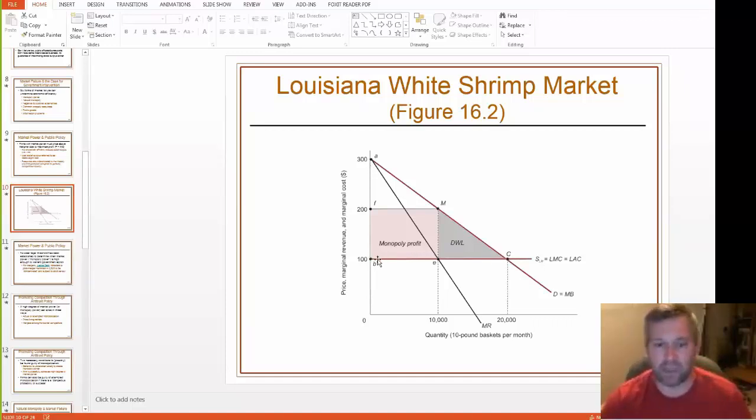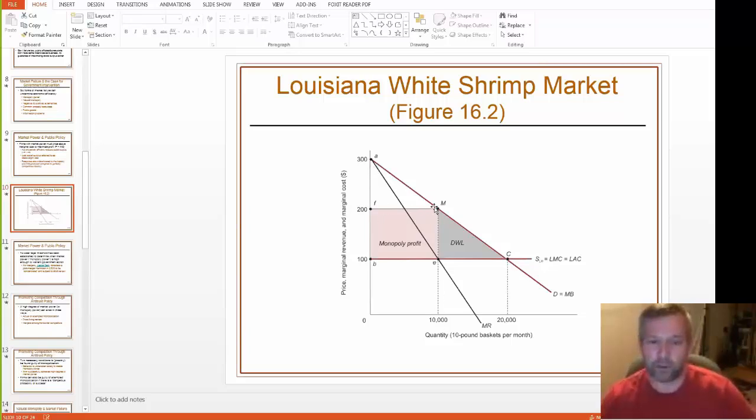And I know what the base is. It's 20,000 units. I know what the height is. It's this 300 minus 100, so it's a height of 200 for this triangle. And you multiply those two and take half of that. That will give you the area of this triangle, the consumer surplus. And so consumer surplus is consumer happiness.